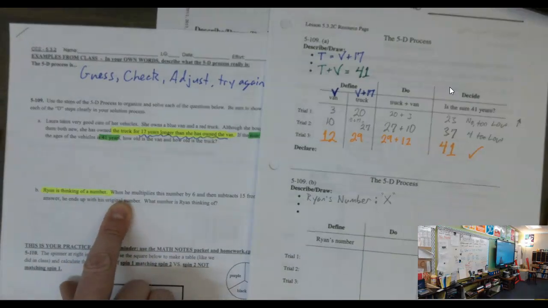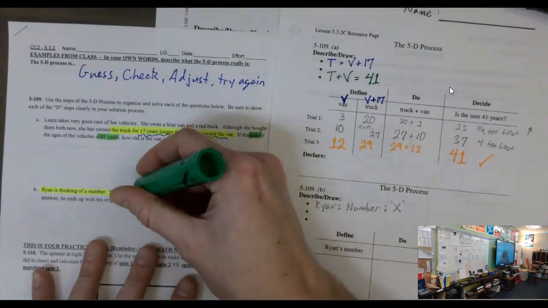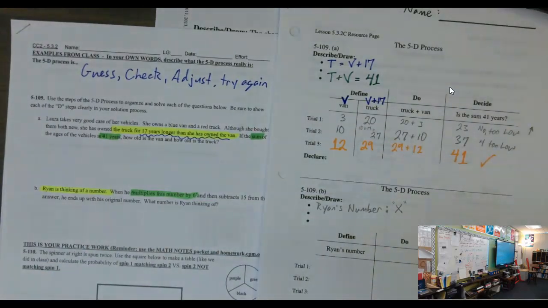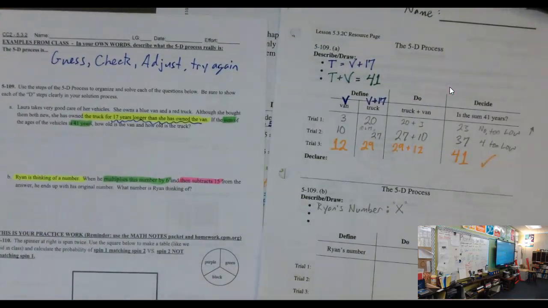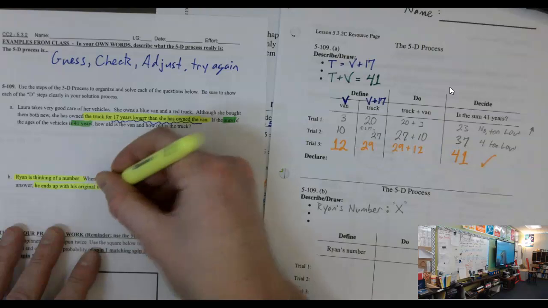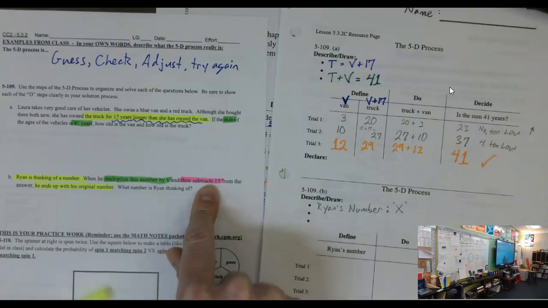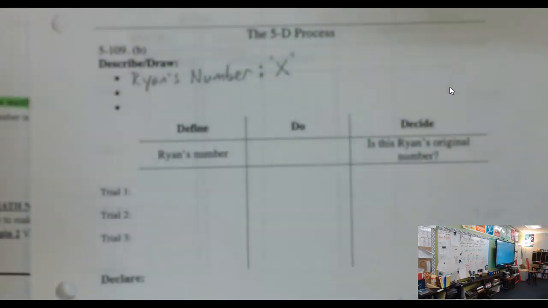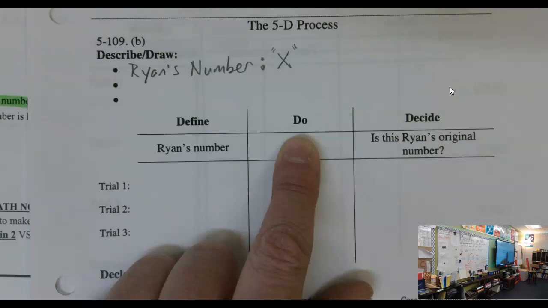So Ryan, hey guys, Ryan's trying to show off to his friends and he says, look, you multiply that number by 6, then subtract 15, and you will end up back at your original. So how could we write multiply by 6, but then subtract 15, if we called Ryan's number X?